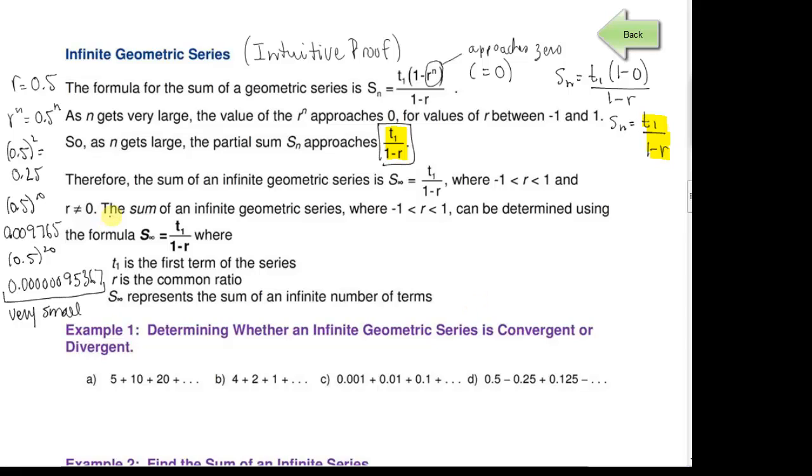So the sum of an infinite geometric series where negative 1 is less than r, which is less than 1, which should remind you that we're talking about a convergent series, can be determined using the formula S subscript infinity equals t1 over 1 minus r, where t1 is the first term of the series, r is the common ratio, and S subscript infinity represents the sum of an infinite number of terms. And so that concludes our introduction to infinite geometric series.